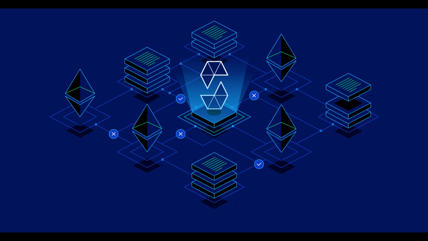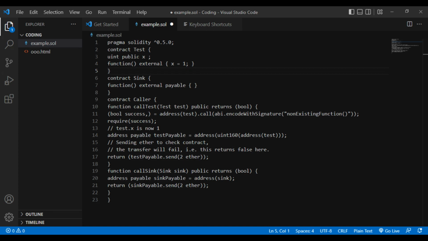Example: pragma solidity 0.5.0. Contract test. Uint public x. Function, external, x equals 1. Contract sink. Function, external payable. Contract caller. Function callTest, test, public returns bool. Bool success equals address, test, dot call, abi dot encodeWithSignature, non-existing function. Require, success.